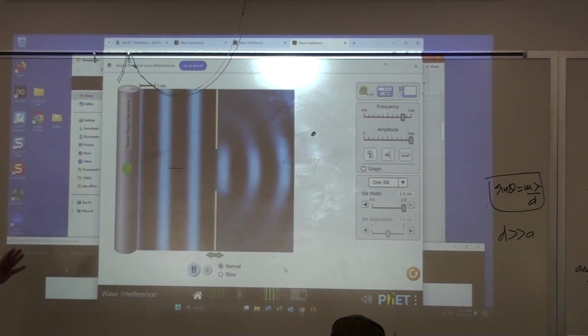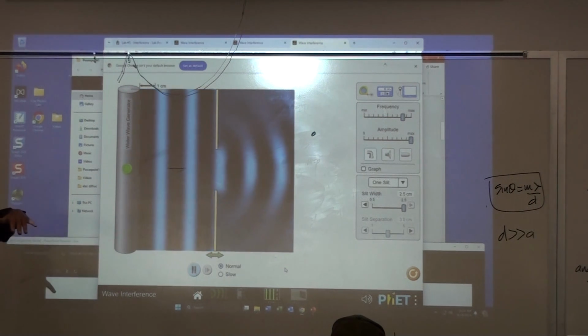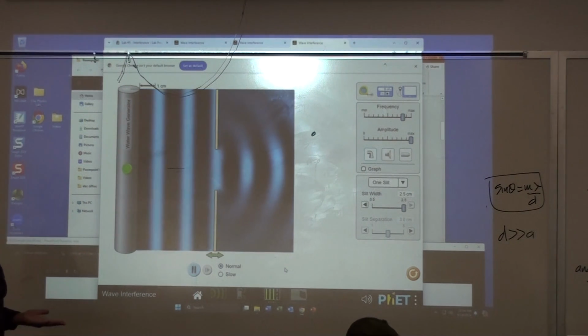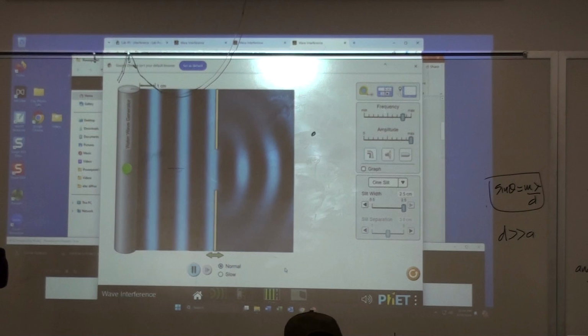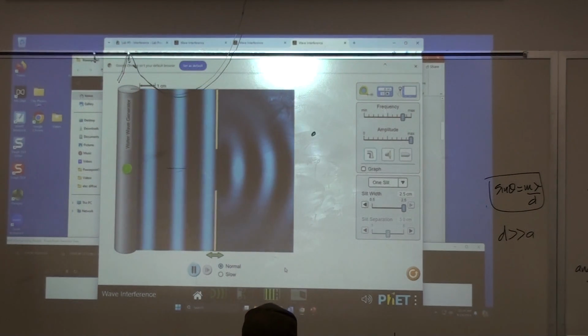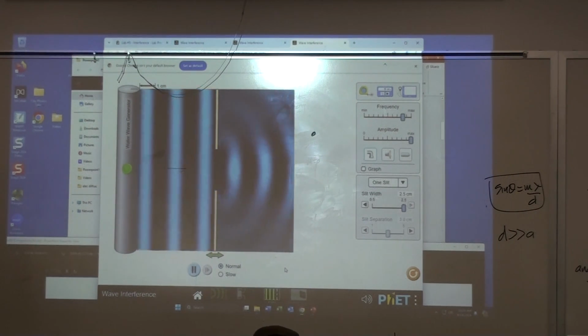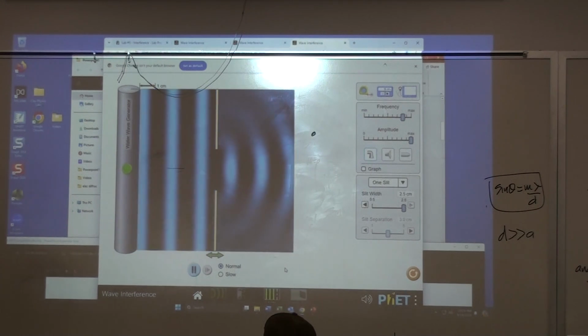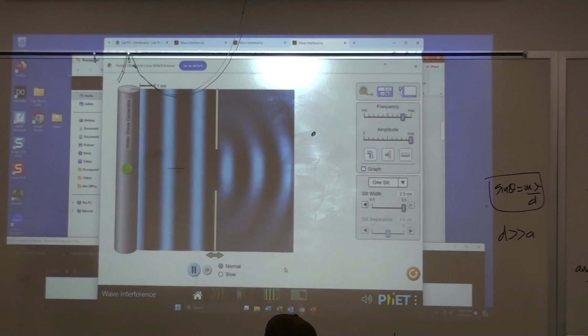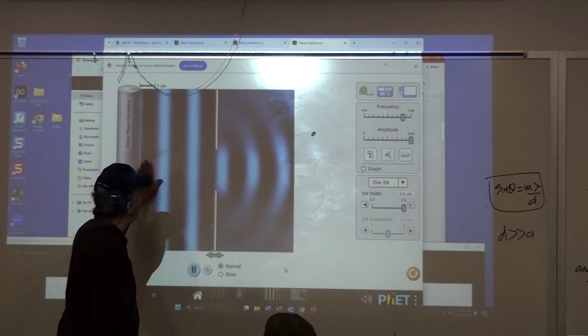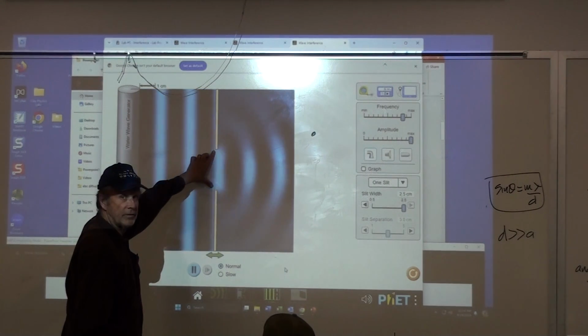But sometimes when you go to m equals 2 or m equals 3, the angles are so big that it goes to 90 degrees. So that's something to watch out for, is that you don't always get a projection on the screen if the angles get too big. But this is your single slit pattern associated with the width of each slit.